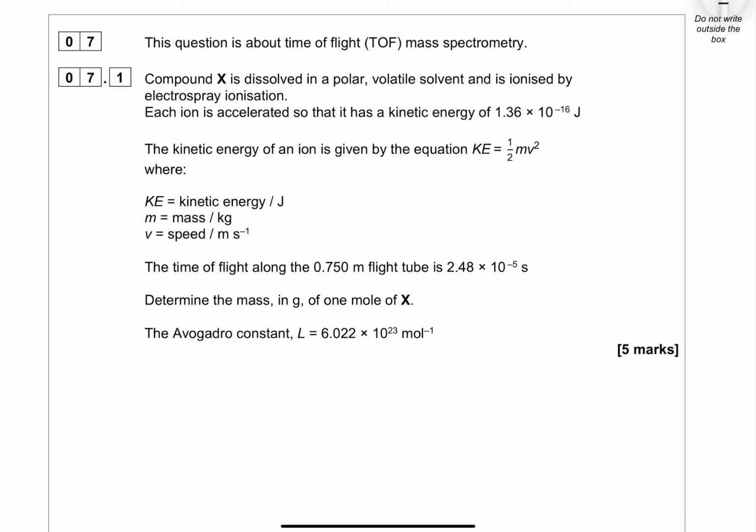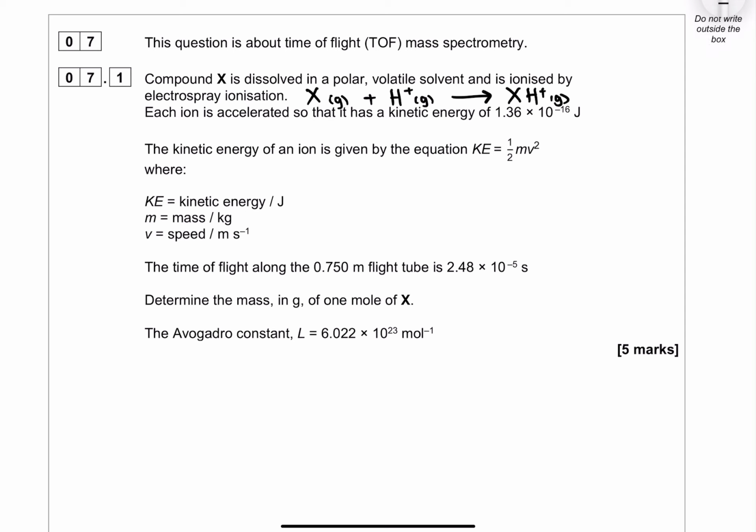This question is about time of flight mass spectrometry. Compound X is dissolved in a polar volatile solvent and ionized by electrospray ionization. That's quite important because that is where our molecule, so we're calling it X, not M, X picks up a proton from the solvent and becomes XH plus as it travels through the spectrometer.